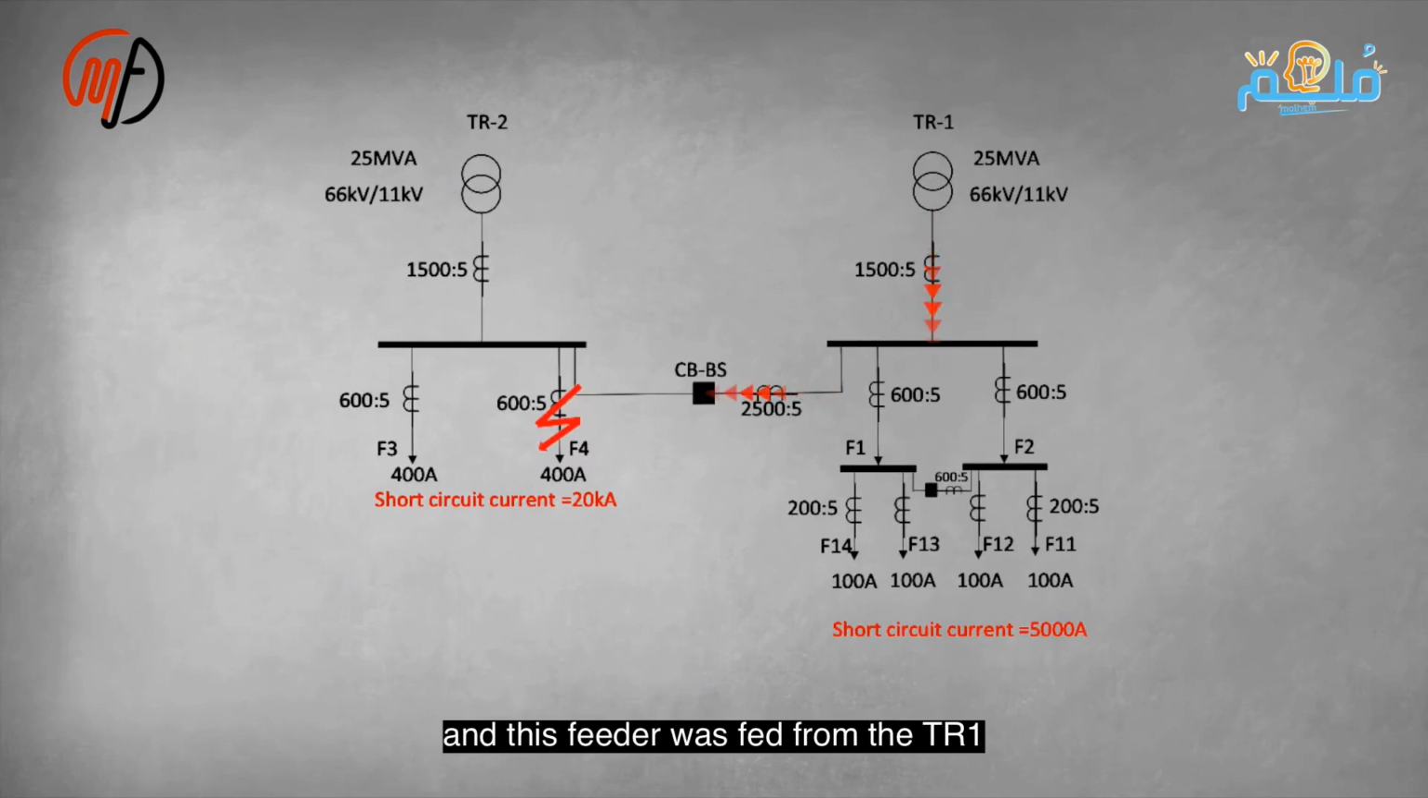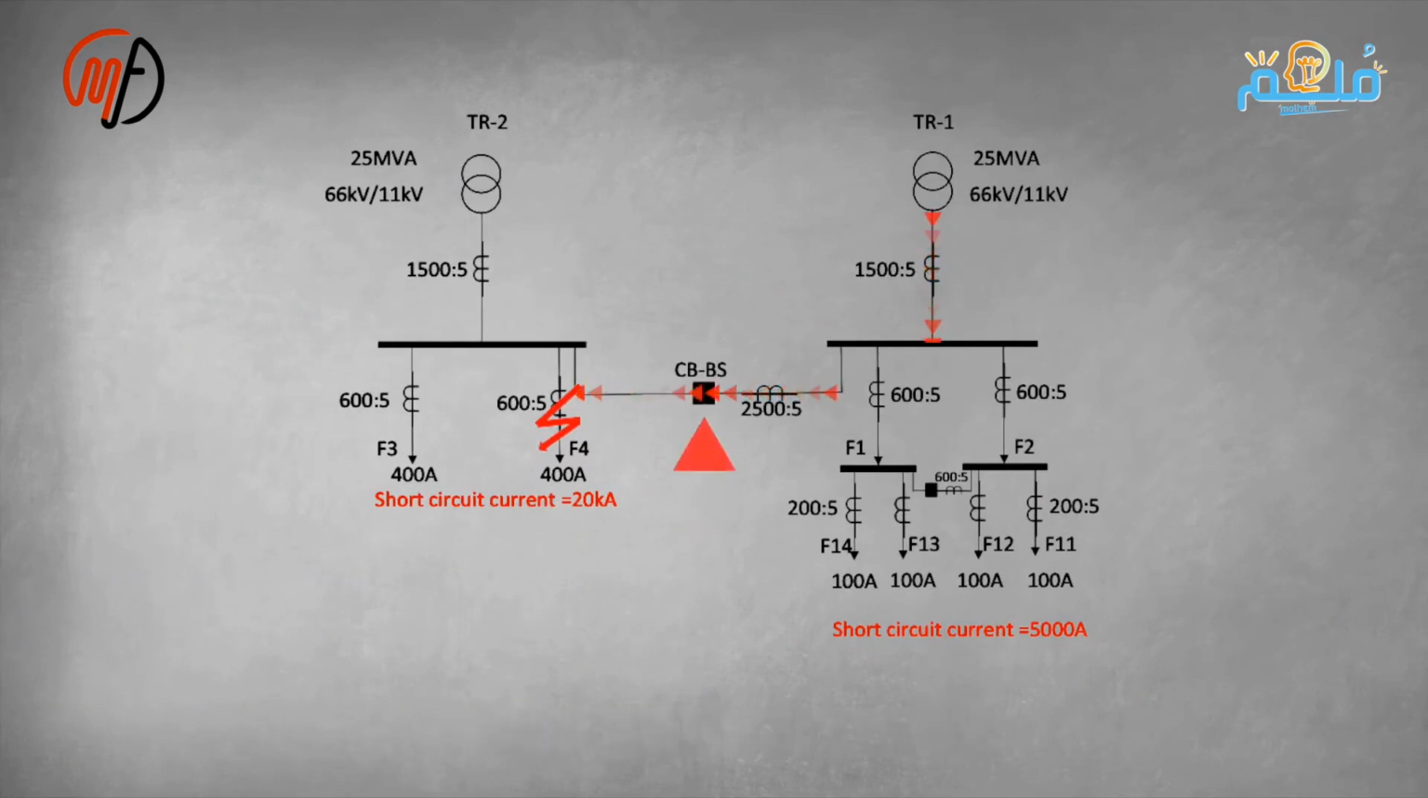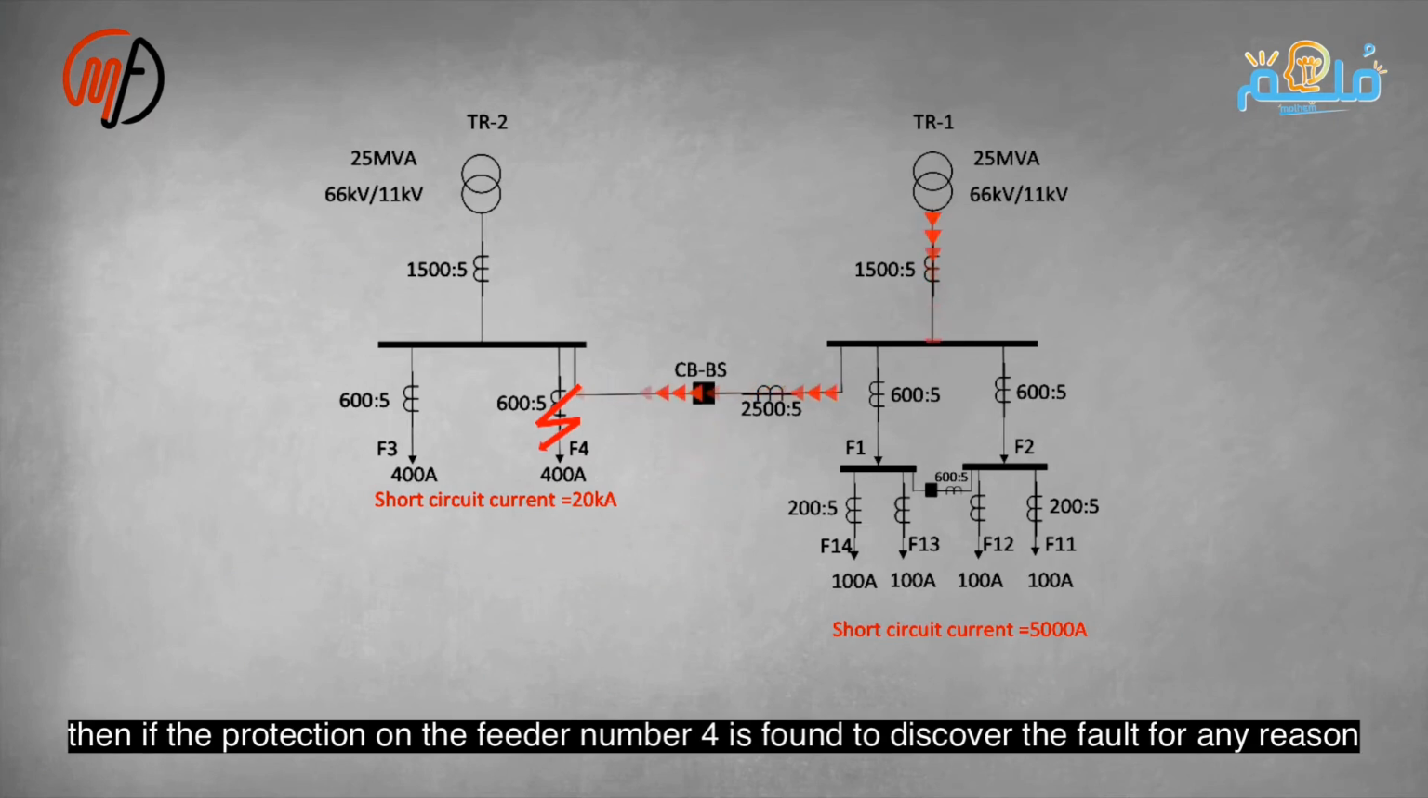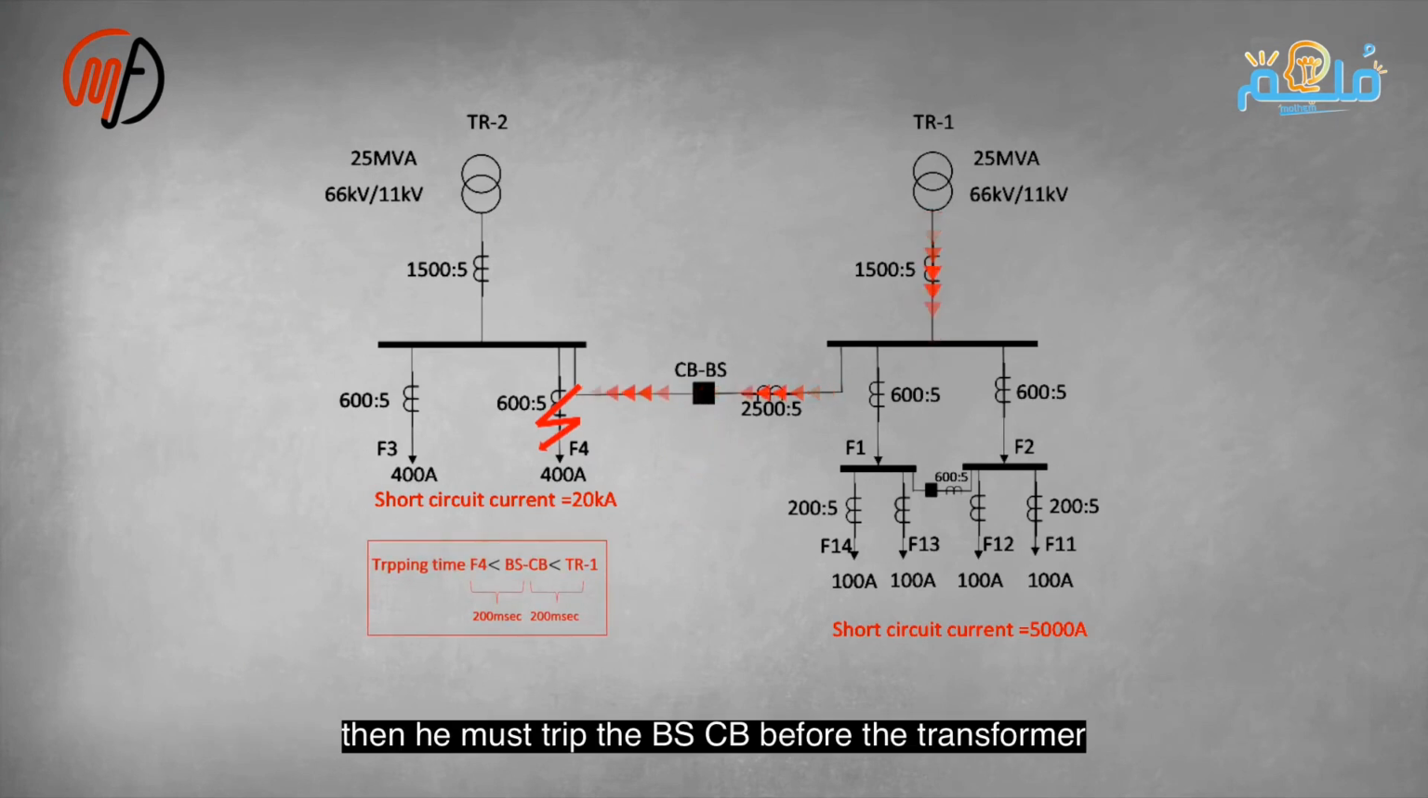This feeder was supplied from transformer 1, so this bus section is closed. If feeder 4 protection fails, the bus section circuit breaker before the transformer must trip. If a fault occurs on F14, supplied from transformer 2, F14 must trip first. If that fails, F1, then the bus section, and finally T2 must trip.